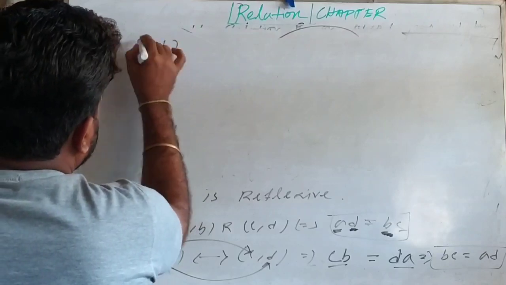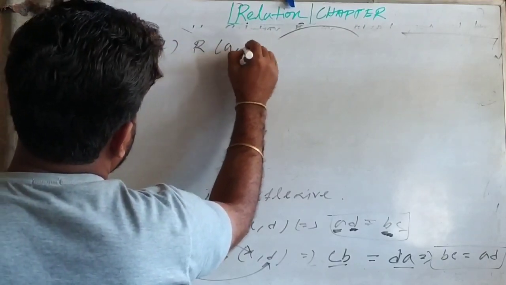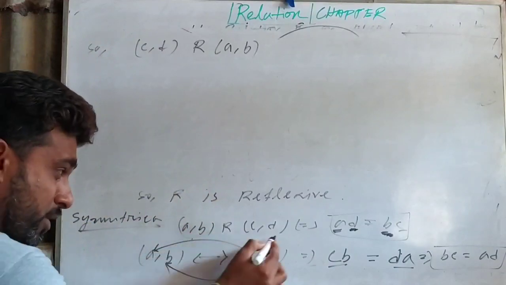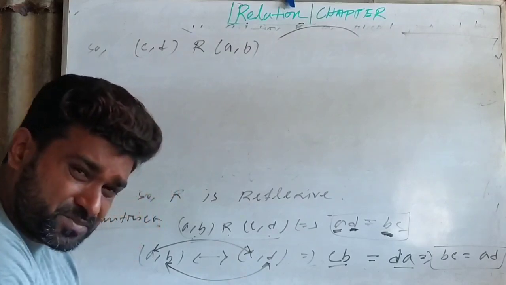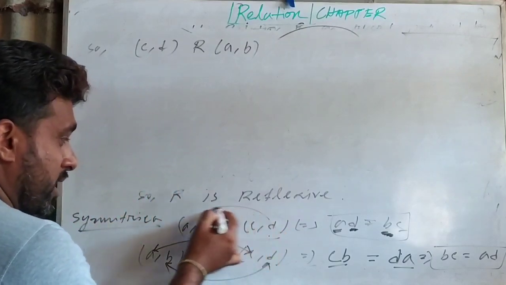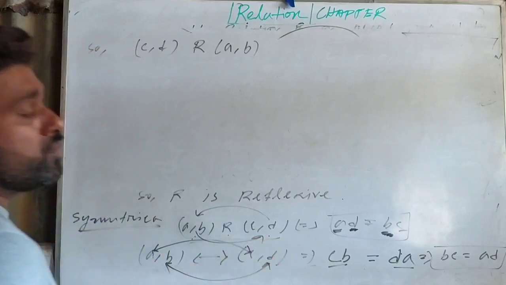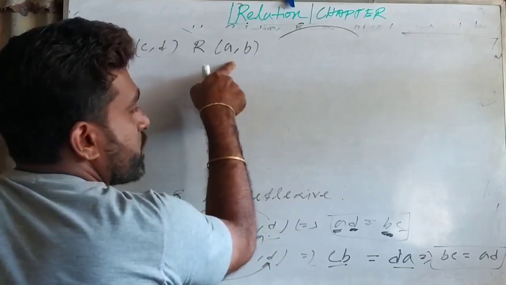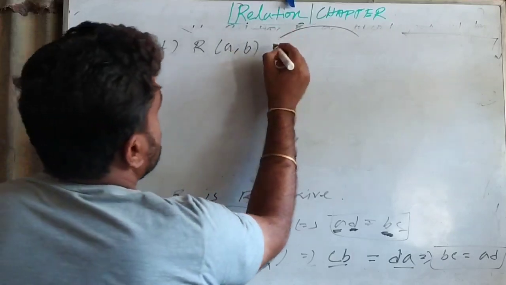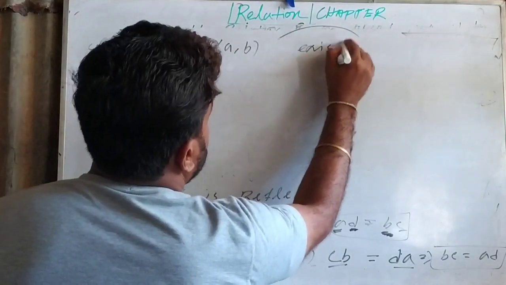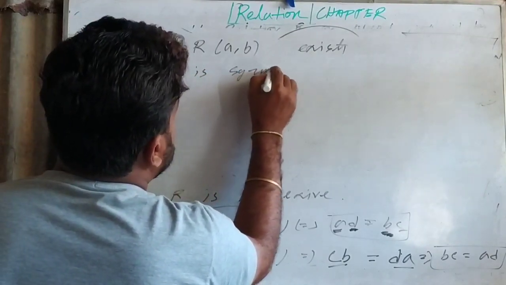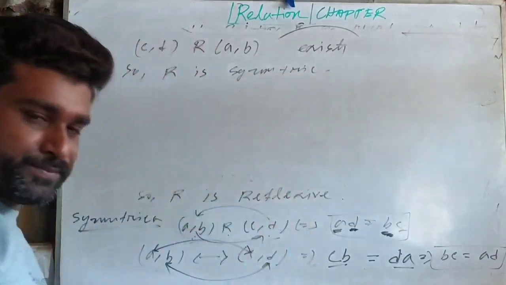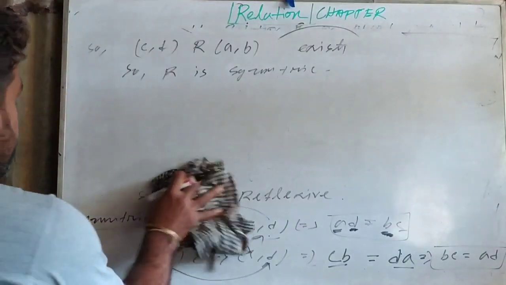C comma D related to A comma B. Here it was given according to the question A comma B related to C comma D. Now we have interchanged their positions. That means C comma D will come to this position and A comma B will go to that position. So that means this part is proved. So exists. So R is what? Symmetric. R is symmetric. Okay. And the last part is transitive property.